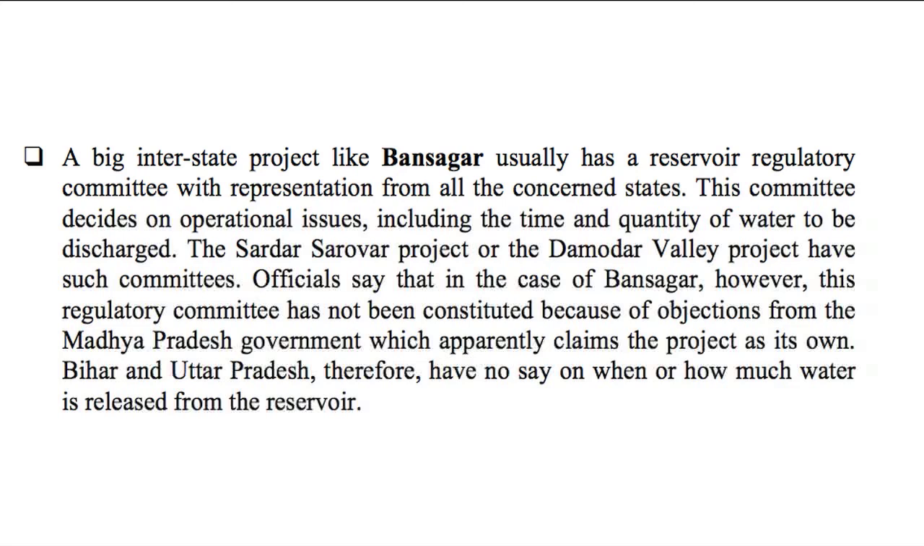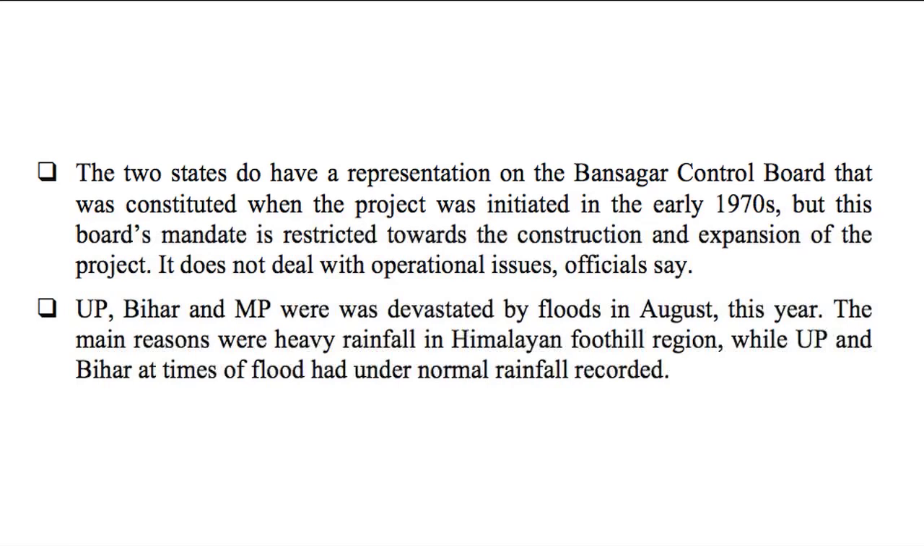Officials say that in the case of Bansagar, however, this regulatory committee has not been constituted because of objections from the Madhya Pradesh government, which apparently claims the project as its own. Bihar and Uttar Pradesh therefore have no say on when or how much water is released from the reservoir. The two states do have representation on the Bansagar Control Board that was constituted when the project was initiated in the early 1970s, but this board's mandate is restricted to the construction and expansion of the project. It does not deal with operational issues, officials say.